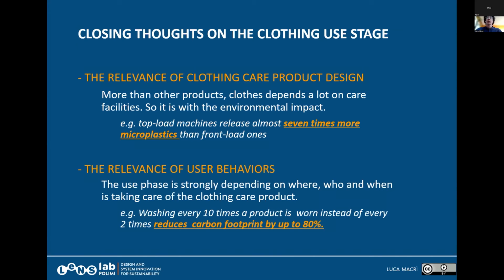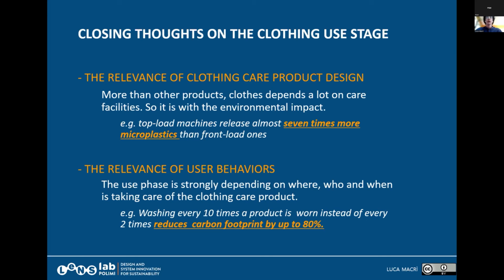Some closing thoughts. I'll leave it to you, but very relevant is the clothing care product design, so washing machine, ironing, whatever. Just to give an example, top load washing machines release almost 7 times more microplastics than front load ones. So that's how design could impact the environmental impact, sorry for the word game.